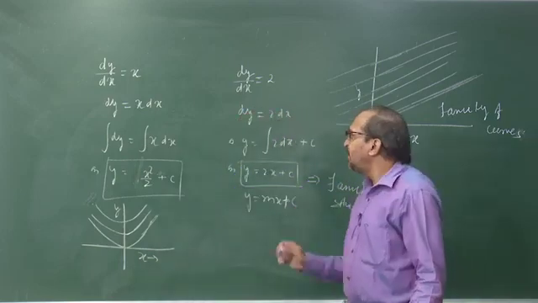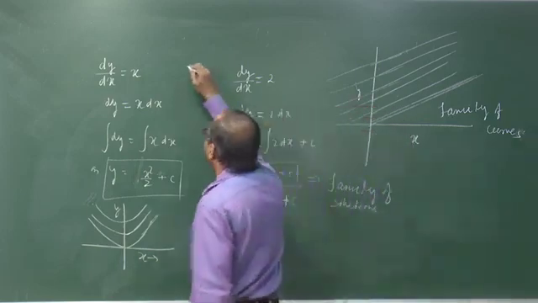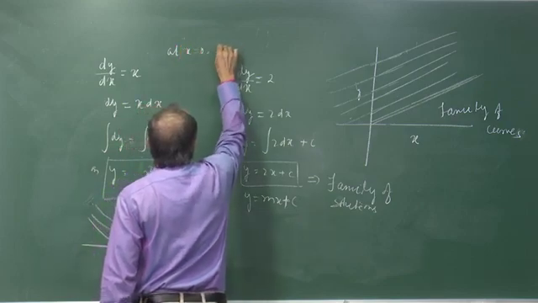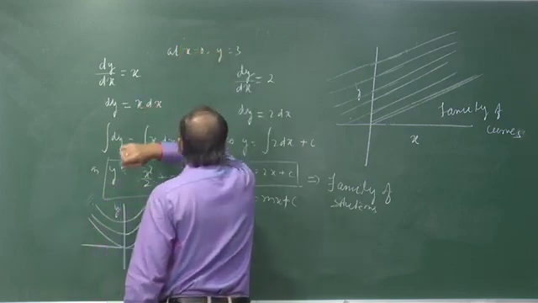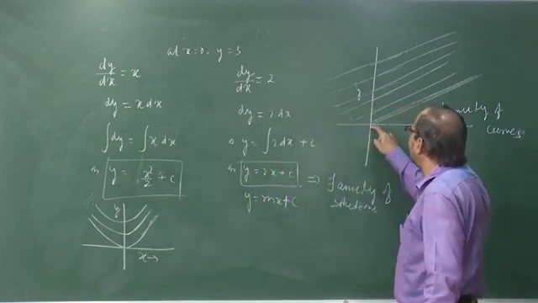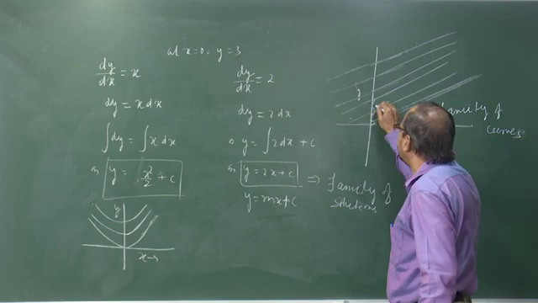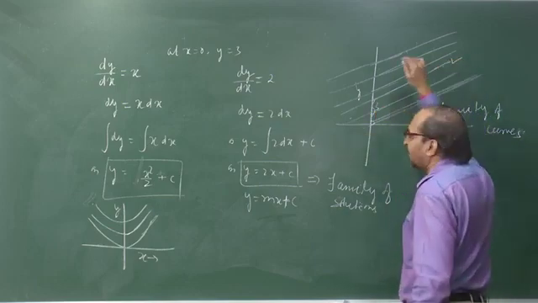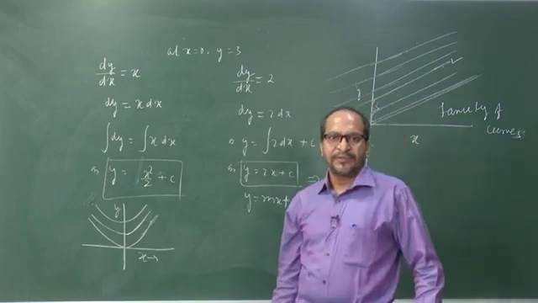But if I put an initial condition, say at x is equal to 0, y is equal to say 3, suppose I put this condition, then at x is equal to 0, y is equal to 3, and I have got only this solution. This is a very particular solution.